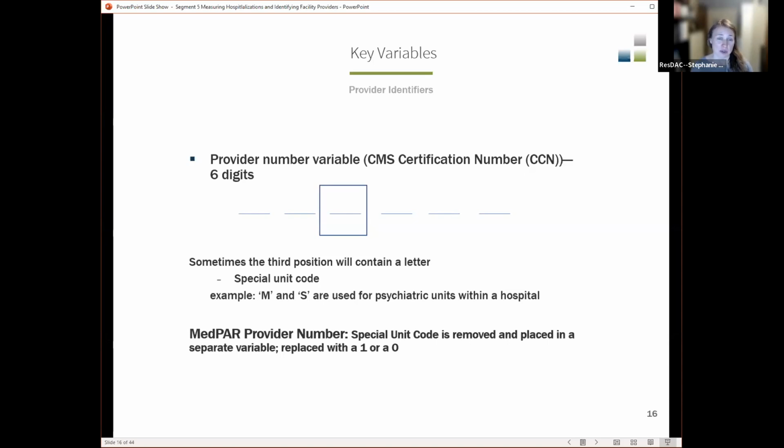And again, these special units and provider number ranges are important because it's telling you how CMS is calculating the payment for that particular provider.